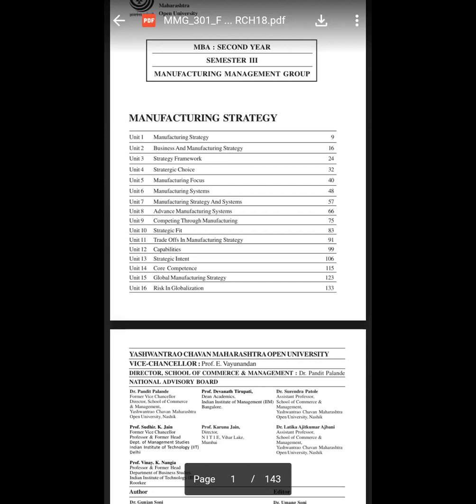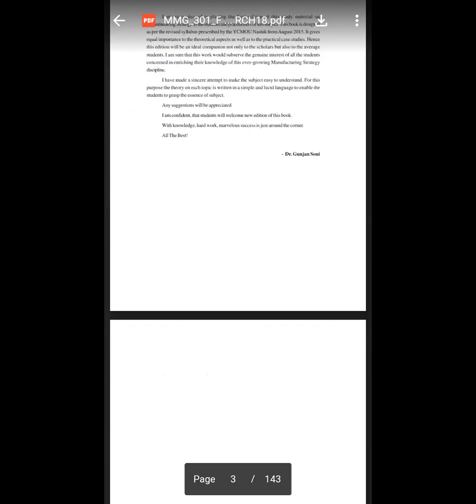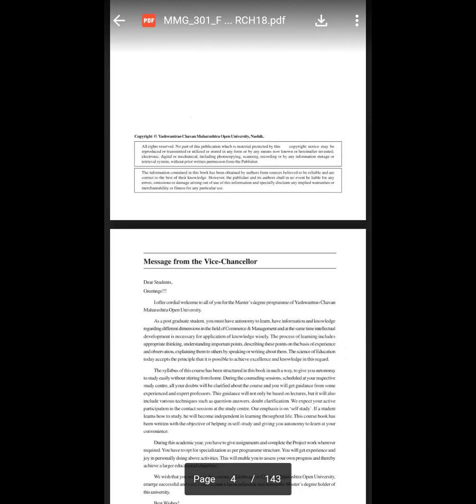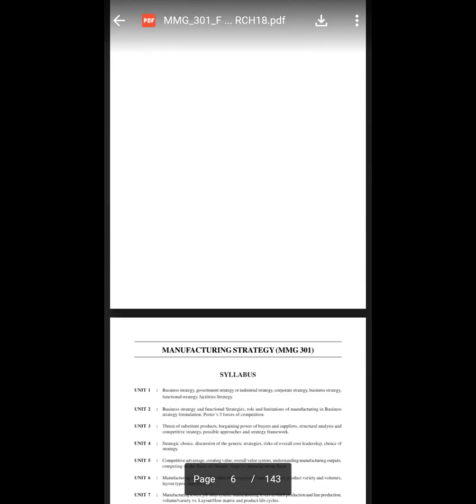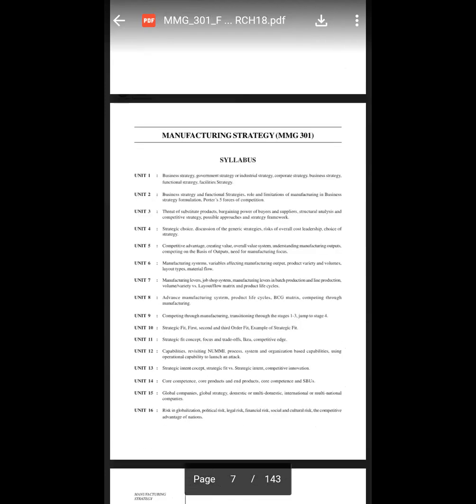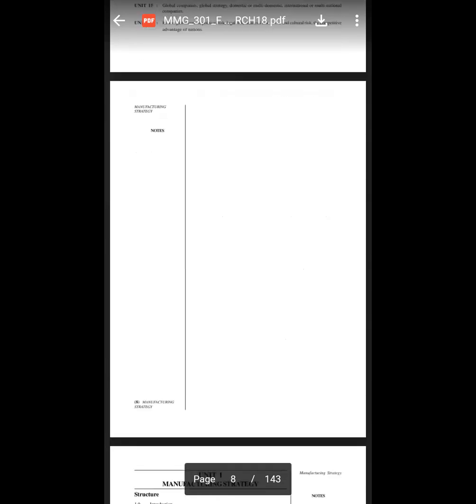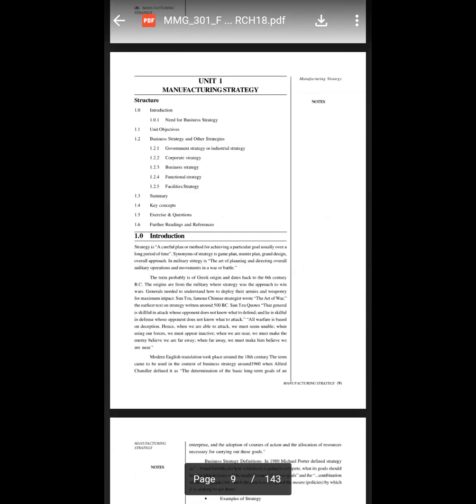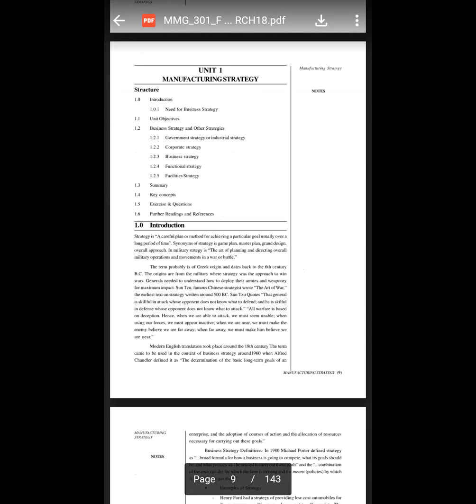Now let us discuss the first point, that is called manufacturing strategy. The syllabus of manufacturing strategy includes business strategy, government strategy or industrial strategy, corporate strategy, business strategy, functional strategy, and facility strategy. So this is your first unit syllabus. We will discuss this unit syllabus one by one. Now unit 1, manufacturing strategy.